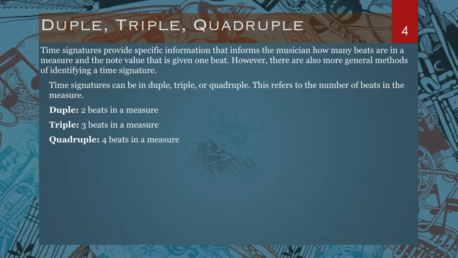A triple would be 9/8. So 1, 2, 3, 4, 5, 6, 7, 8, 9. Basically, you have three sets of dotted quarter notes. Quadruple time might be 12/8. 1, 2, 3, 4, 5, 6, 7, 8, 9, 10, 11, 12. So four groups of dotted quarter notes.